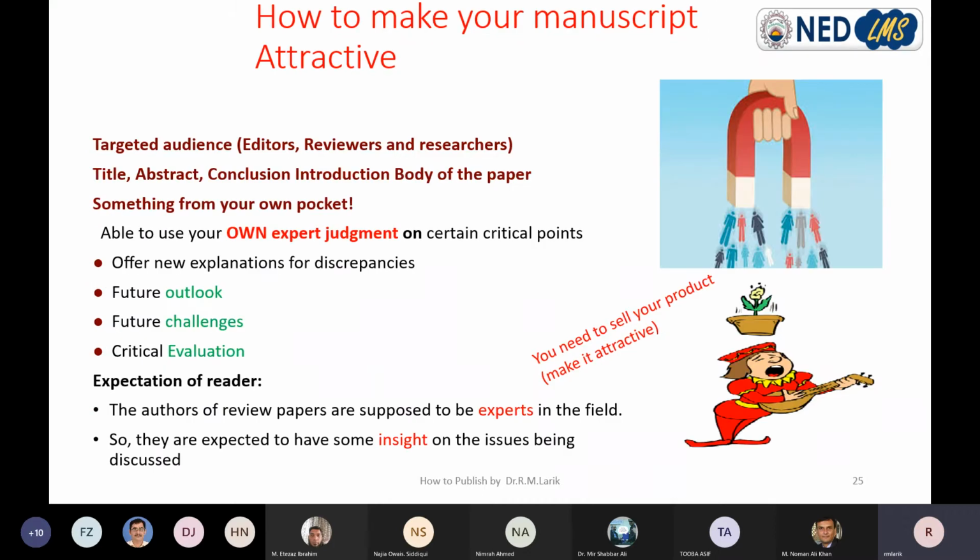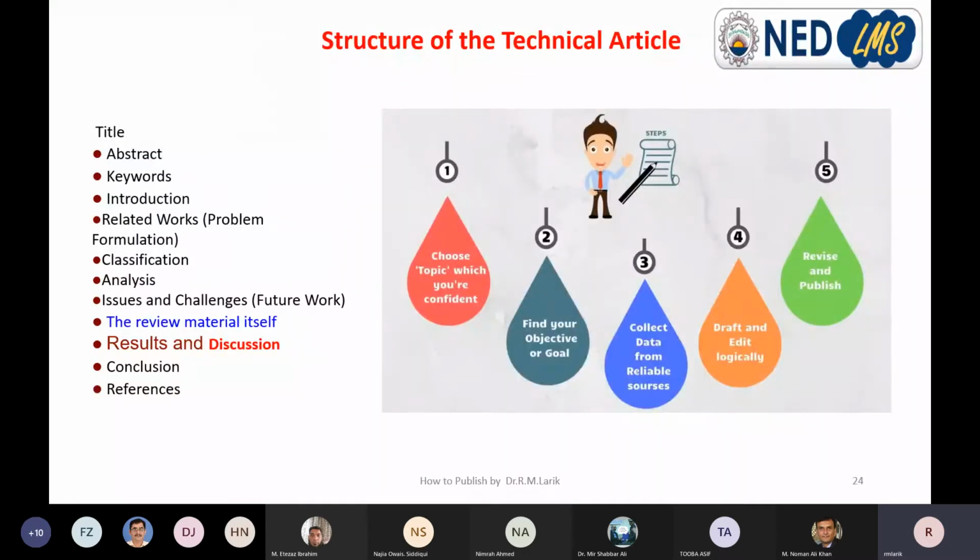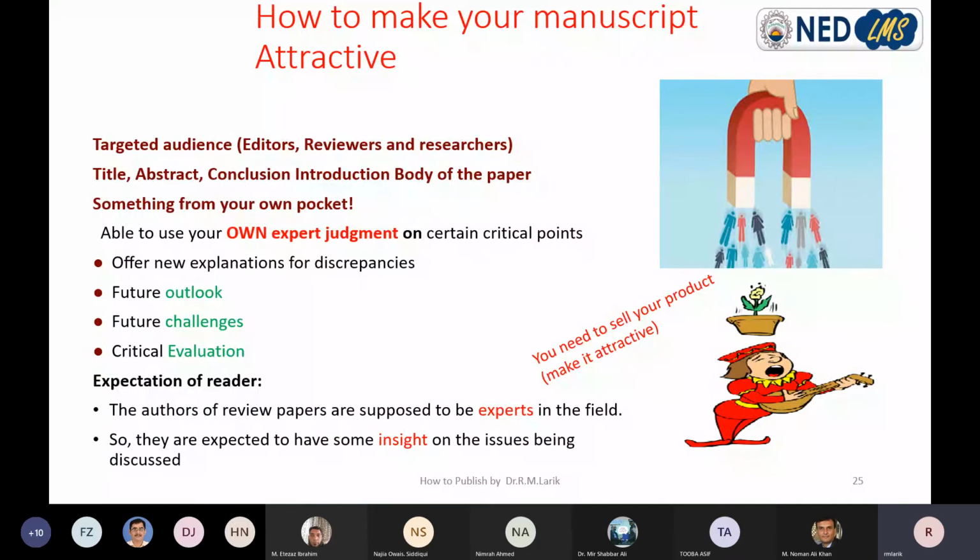Before starting the structure, one thing is very important: why would they publish your manuscript, what is the attraction, right? You sing a song, and why do people listen to you? Is there any tone? Is there any voice? Is there any attraction in your sound? Why do people listen to you? It means: why is your manuscript important?